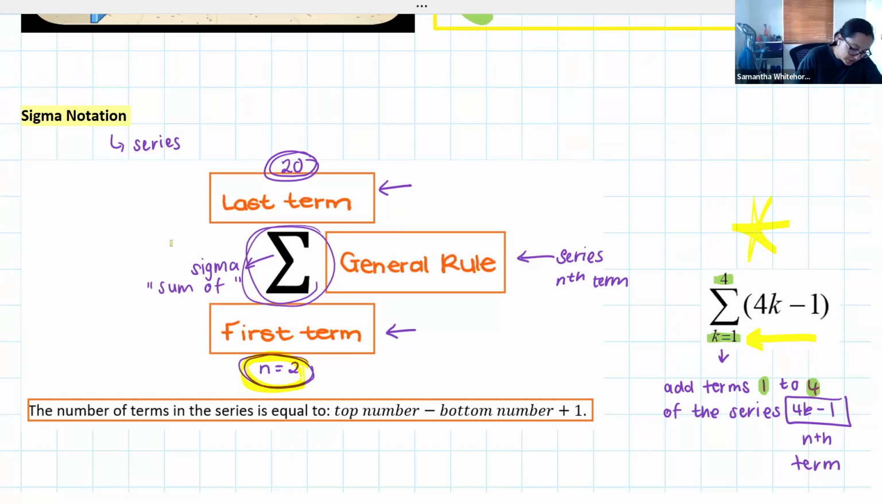Now, if we want to know how many terms we're actually working with in our series, what we do is we take the top number minus the bottom number plus 1.